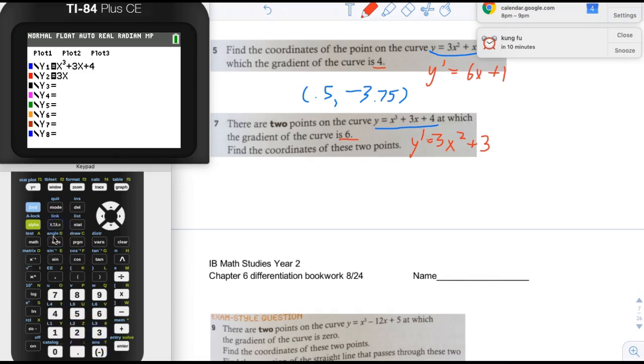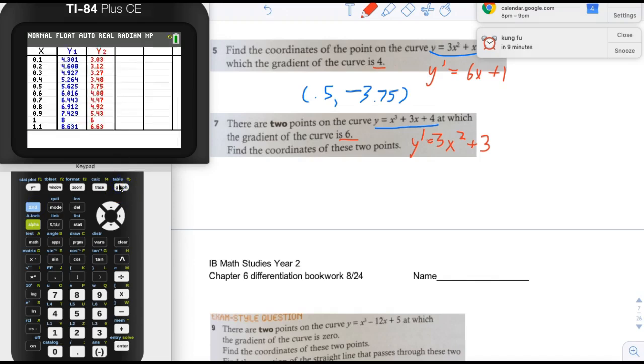3x squared plus 3 is the red function, right? Now I'm going to look at the table. And, oh, I forgot to reset it back to a step size of +1. So let me show you the good way to do that.